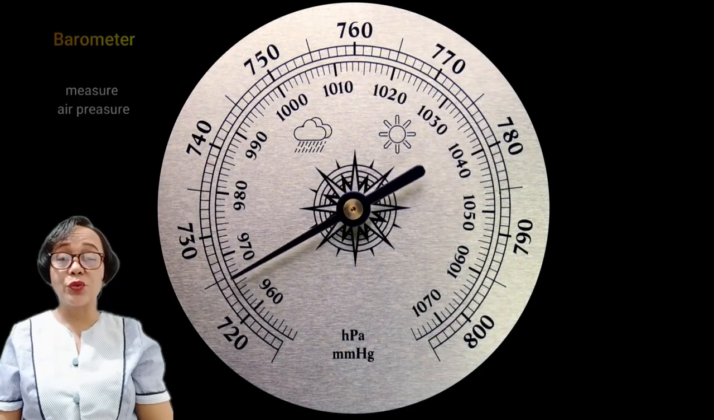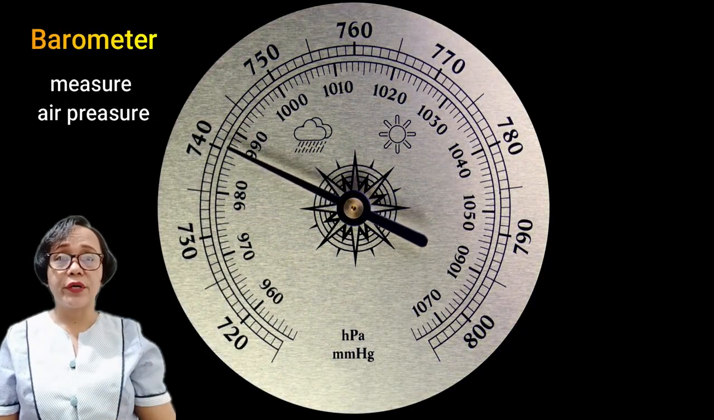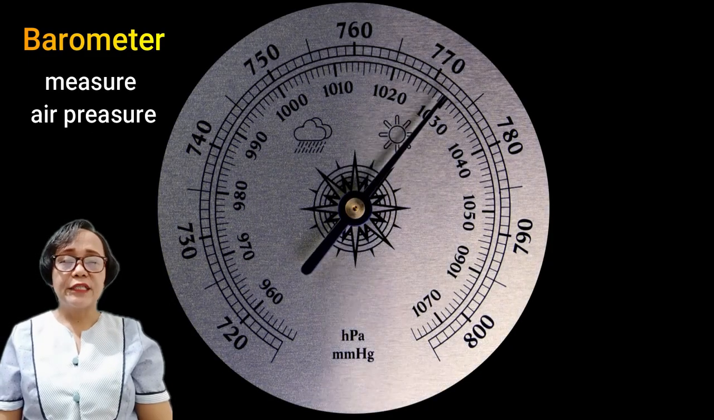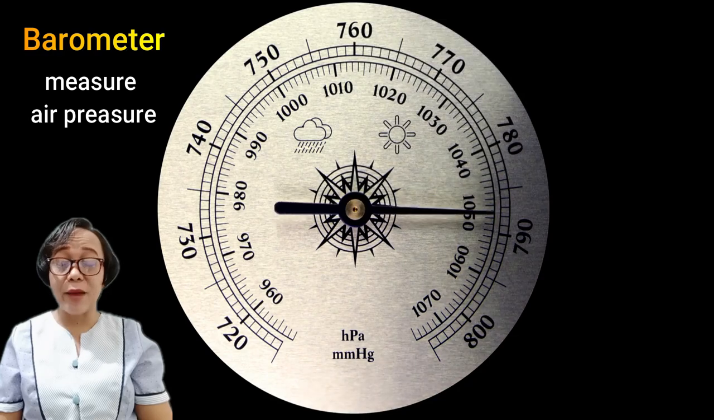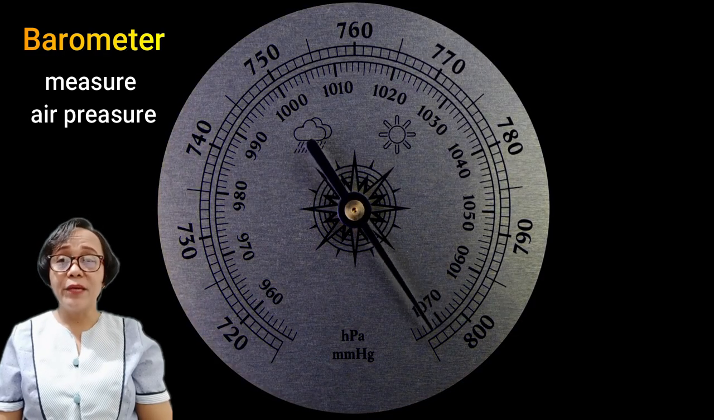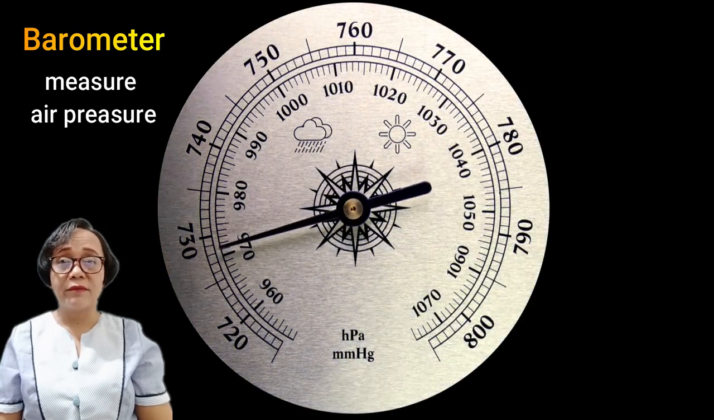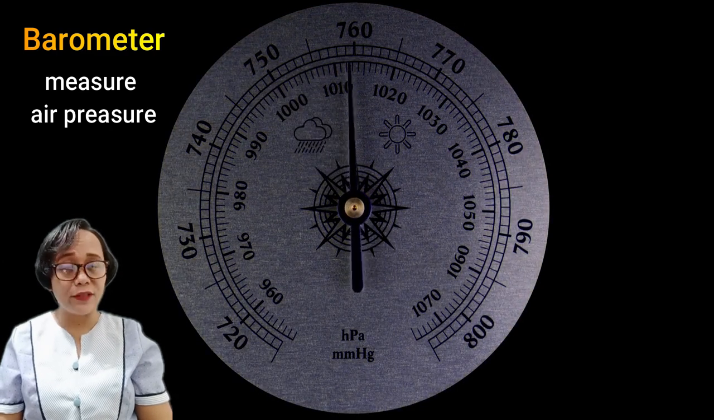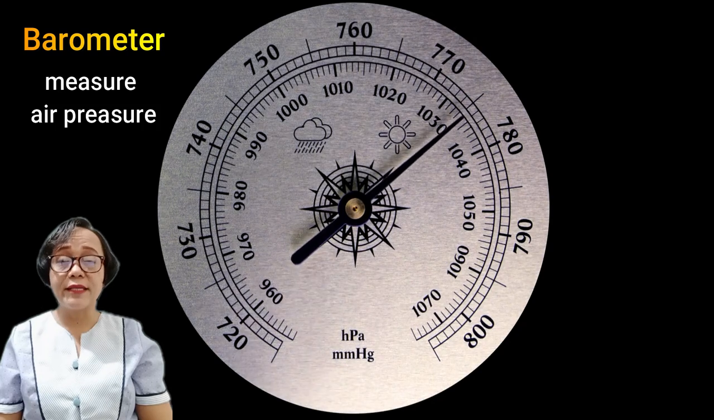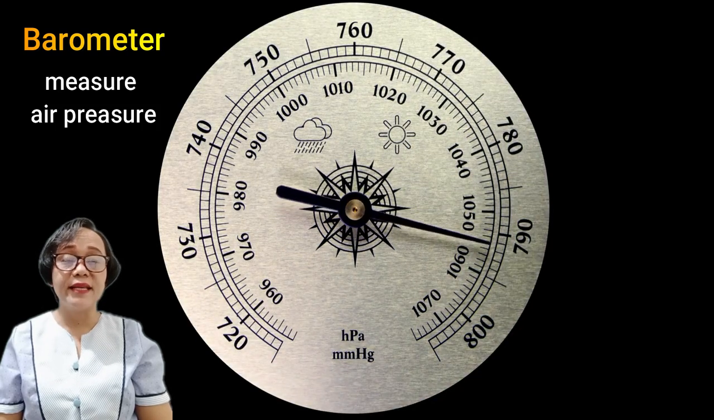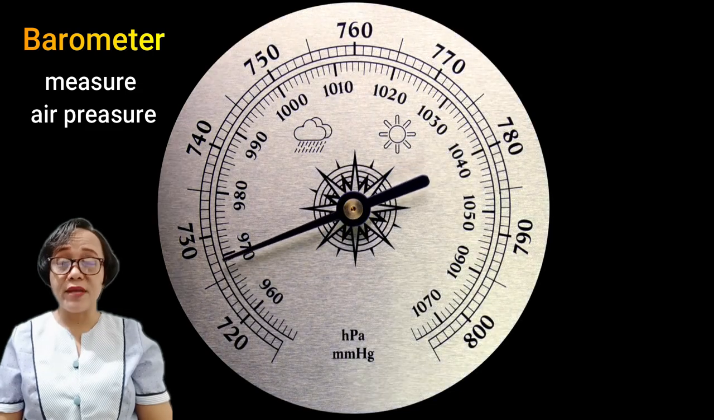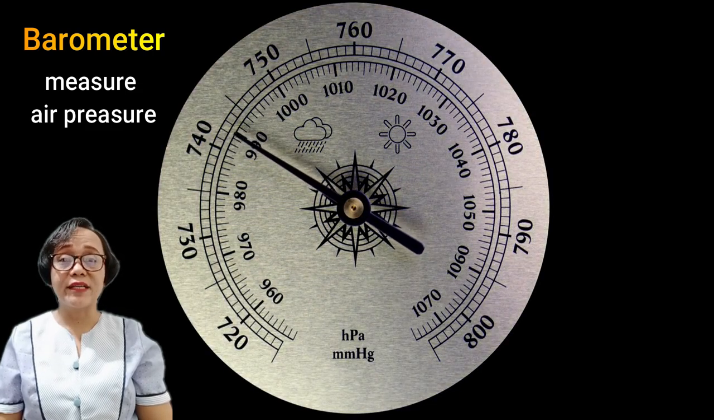Another weather instrument is the barometer. Barometer measures air pressure. Sinusukat nito ang bigat ng dami ng molekula sa hangin na bumubuo sa atmosfera. It tells us whether the pressure is rising or falling. A rising barometer means sunny and dry condition, while a falling barometer means stormy and wet condition.